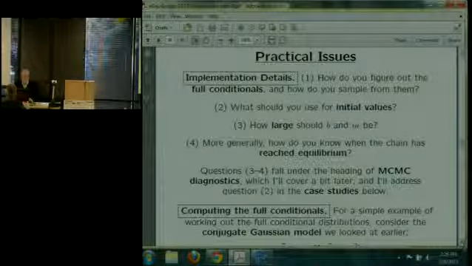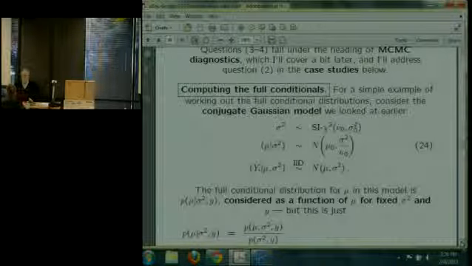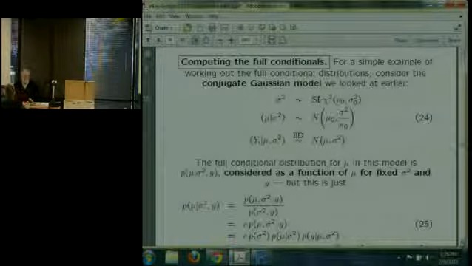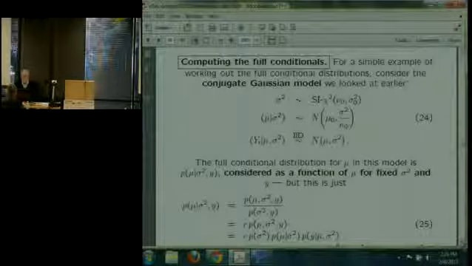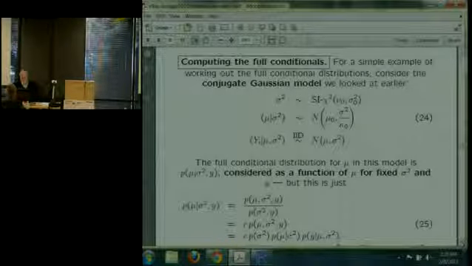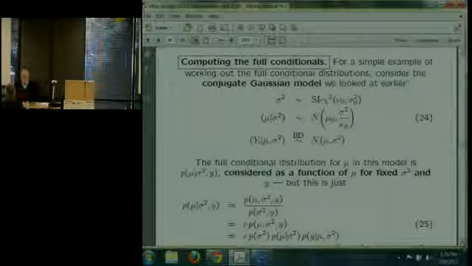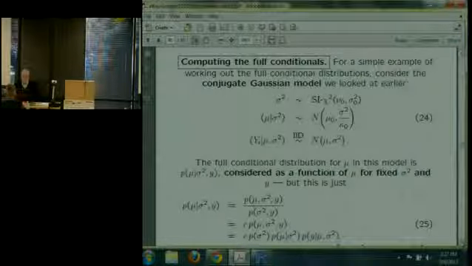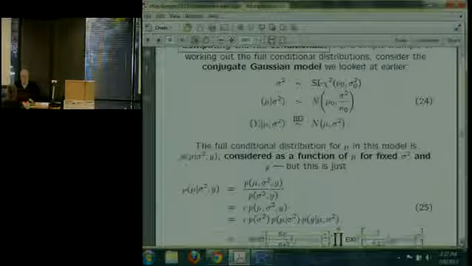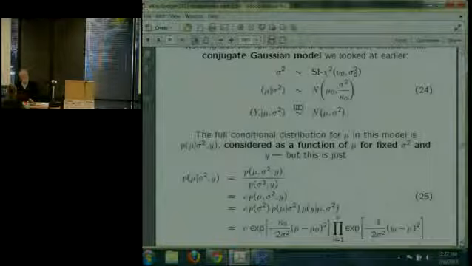And here's an example for full conditionals. This will show you why you yourself don't want to ever have to do this, because it can be done, but it's a pain. So let's think about that conjugate Gaussian model we looked at earlier. So the data are IID from the normal distribution with unknown mu and sigma squared. So the full conditional distribution for mu is just the conditional distribution for mu given sigma squared and y. And here's the trick. To work out a full conditional, you're allowed to consider that as a function of mu for fixed sigma squared and y.